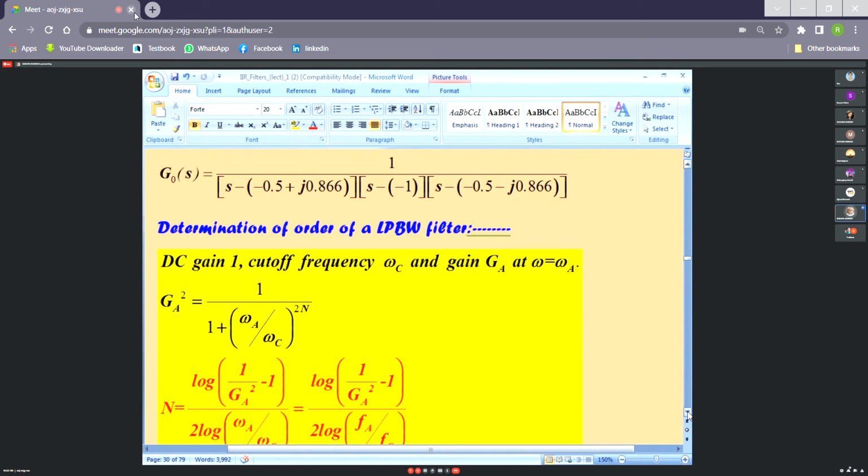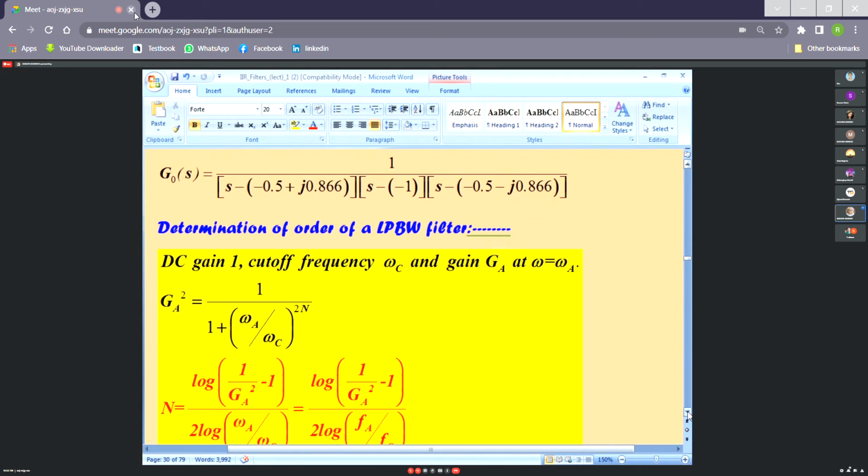Say for a certain low-pass Butterworth filter, you have a knowledge of the cutoff frequency and the gain at a particular other frequency omega equal to omega A. So these are the things that are known perhaps. Then from this information, how can you obtain the order of the filter?